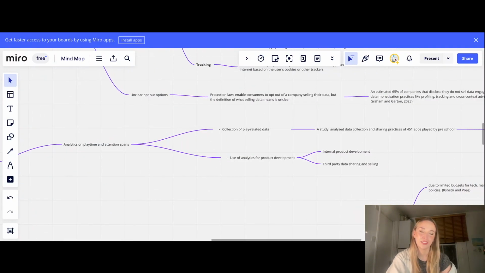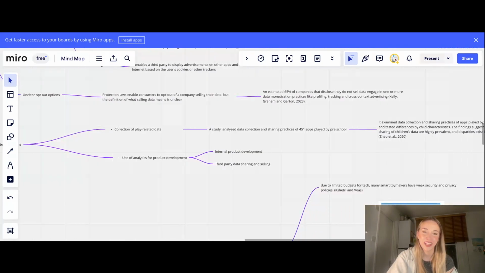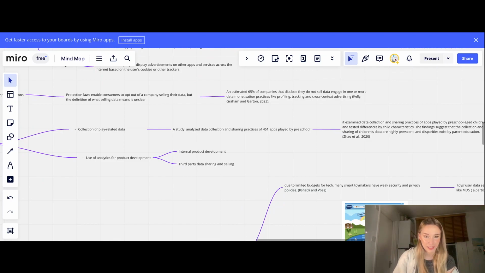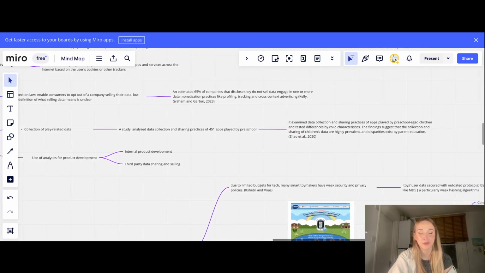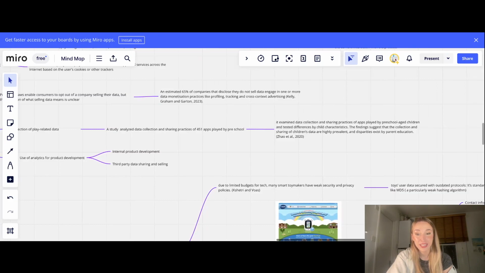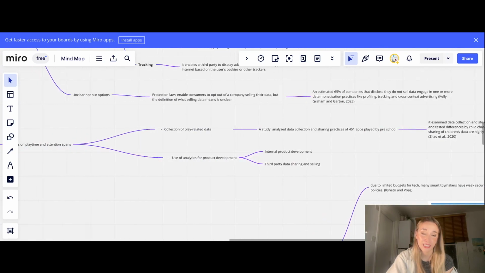In terms of children, companies can develop analytics on playtime, children's attention spans, and what children like to play with more. So, the collection of play-related data. A study analyzed data collection and sharing practices of 451 apps played by preschool-aged children and tested differences by child characteristics. The findings suggest that the collection and sharing of children's data are highly prevalent and disparities exist by parent education. So that's an example of collecting play-related data, but private companies do the same.